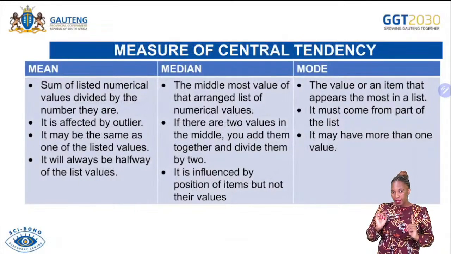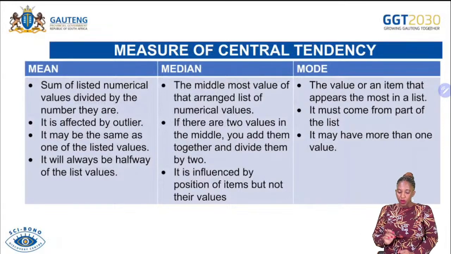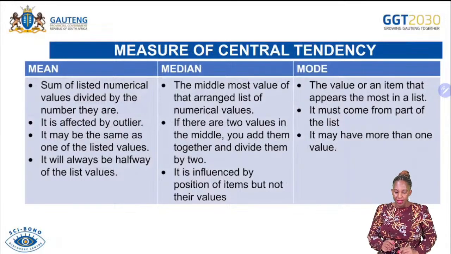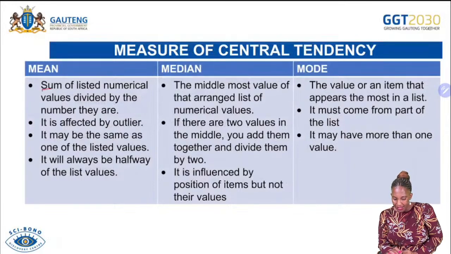Now let's quickly again do a revision when it comes to the measures of central tendency. We said we have the mean, the median, and the mode. Now, when we look at the mean, what is the mean? The mean is the sum of listed numerical values divided by the number they are.